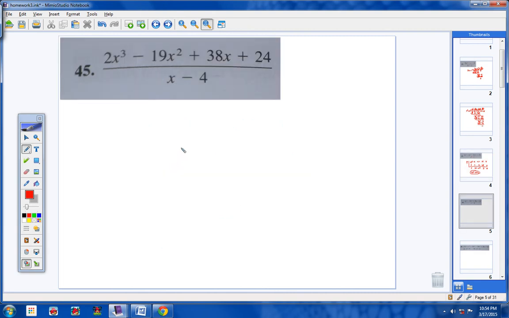Alright, moving on to 45, same thing. Notice my divisor fits the format. Binomial, it's a linear factor, and so I take my constant term here, change the sign, and put that right here. And then here we go. Am I missing any terms? 3, 2, 1, constant term. So no, I am not missing any terms. And so I am totally good with just putting the coefficients: negative 19, positive 38, and 24. We're using this to replace long division.